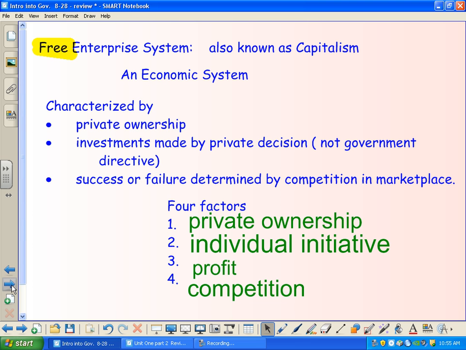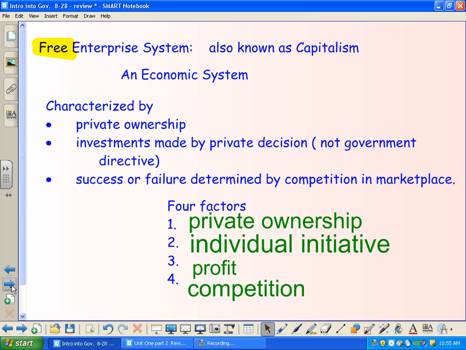Finally, the third characterization is success or failure determined by competition in a marketplace. What that simply means is the government is not supposed to interfere. Competition is how businesses succeed or fail. And so that is an important issue in the free enterprise system, that competition has to exist. And certainly we have that competition here in the United States.